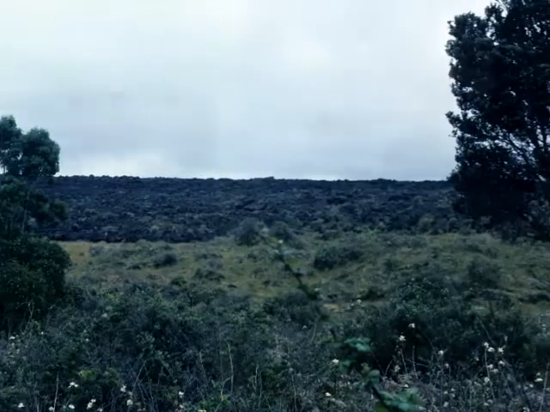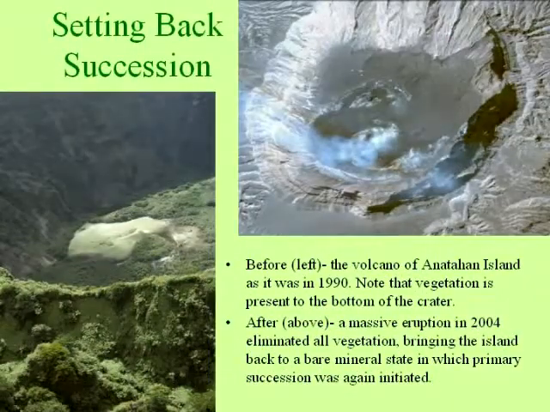Here we have another similar kind of example, the island of Anatahan, which we've visited in several previous programs. We see on the left a photograph of the crater of this volcano in the tropical Pacific before it erupted, and then another view from a satellite showing it after it erupted, turning it into a sterilized environment by the superheated lava flow and volcanic activity, bringing it all the way back to the beginning where succession has to start all over again.